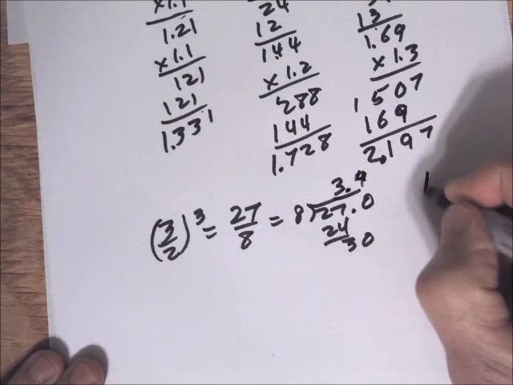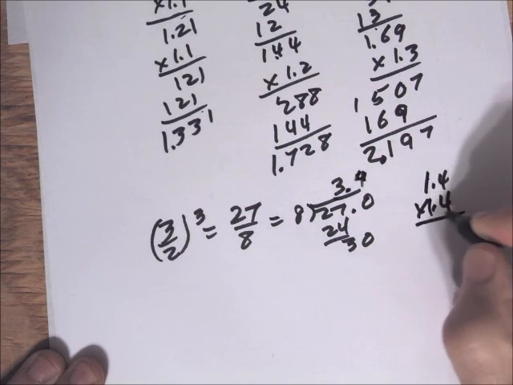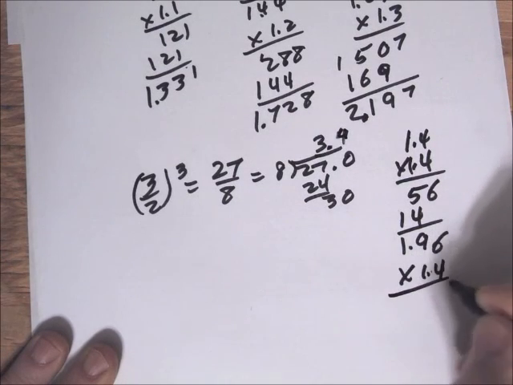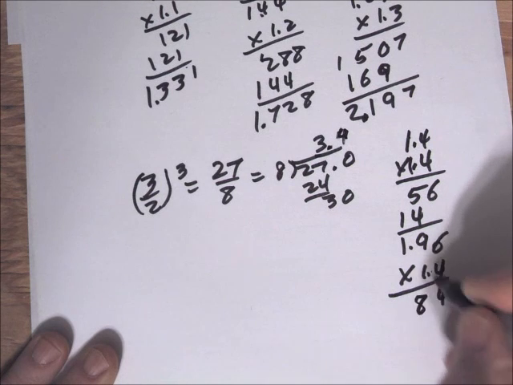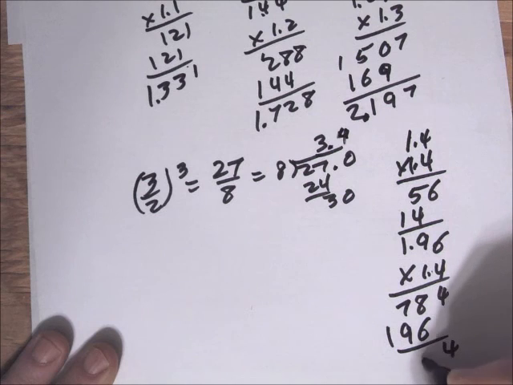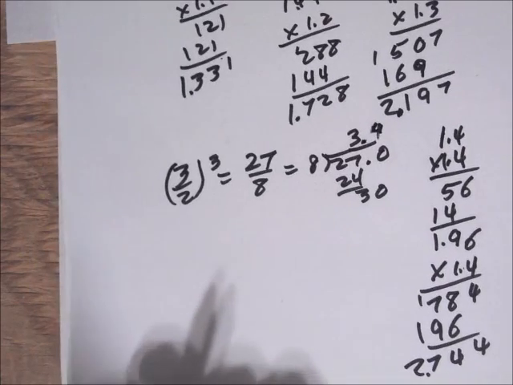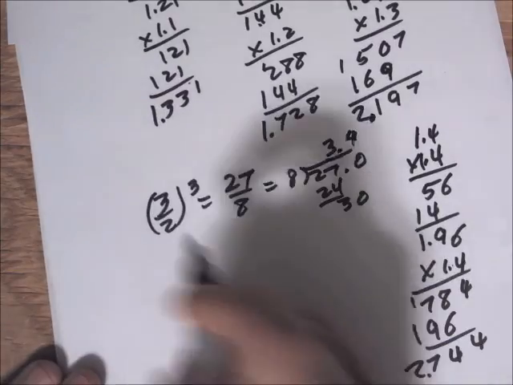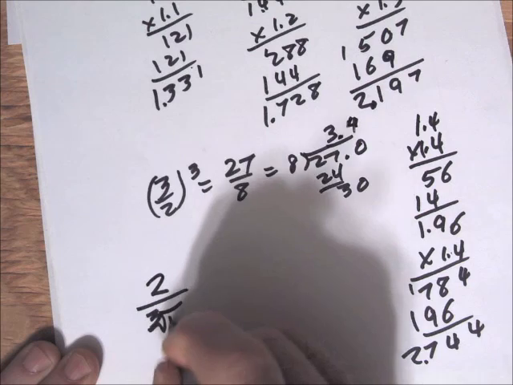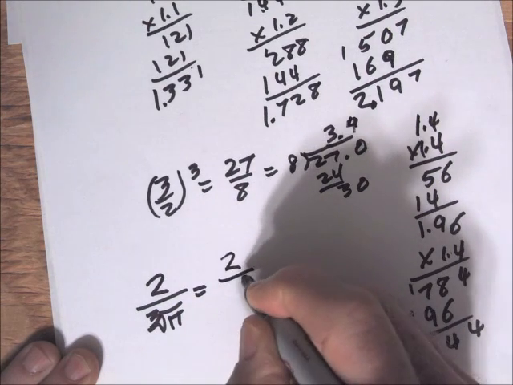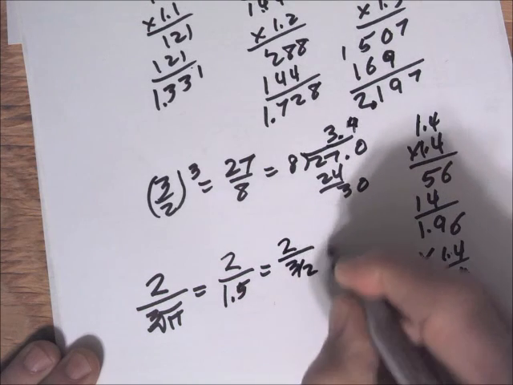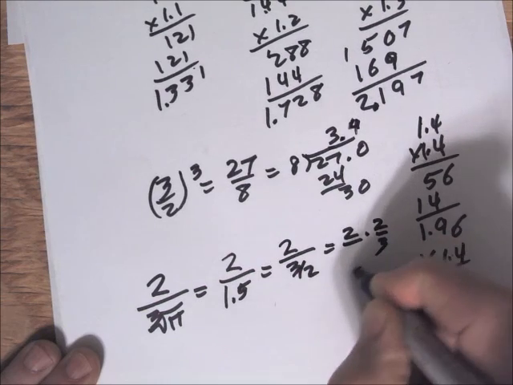If we try 1.4, you get about 2.7 times 1.4, which is about 3.8. Okay, so the cube root of pi is between 1.4 and 1.5. So 2 divided by the cube root of pi, let's say is approximately 2 divided by 1.5, which is 2 divided by 3/2, or 2 times 2/3, so maybe about 1 1/3.